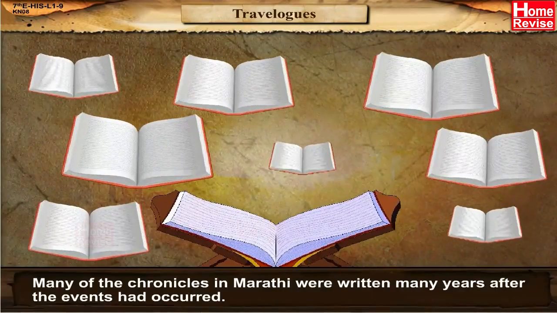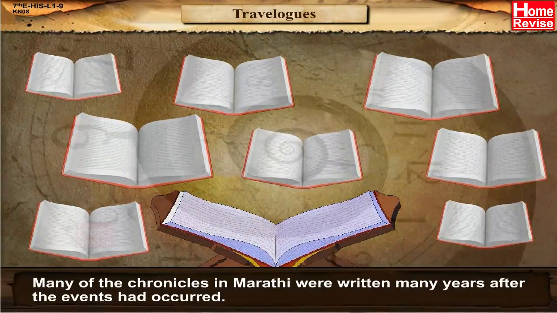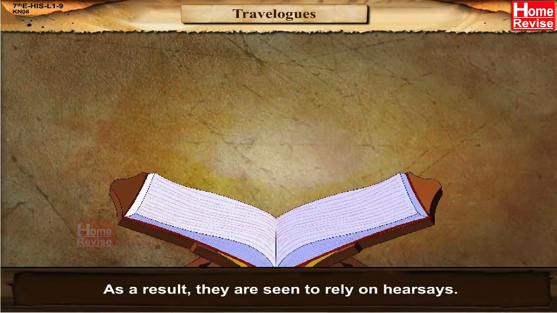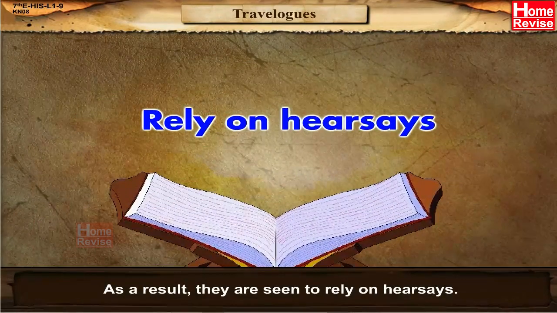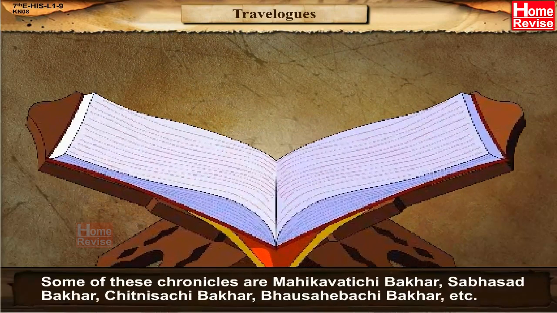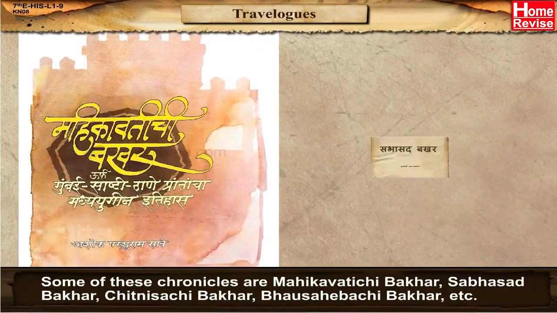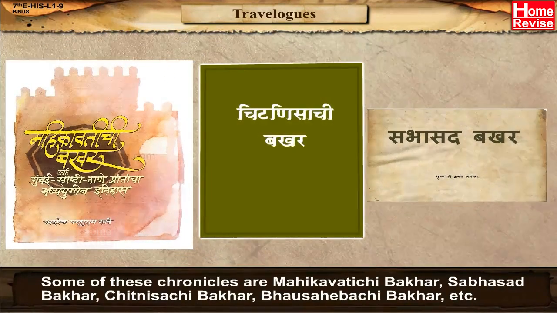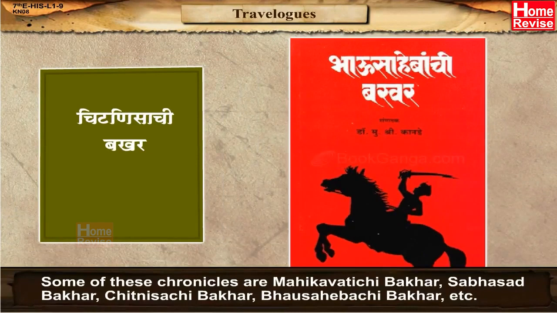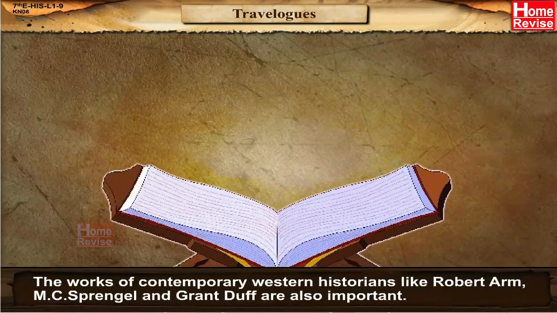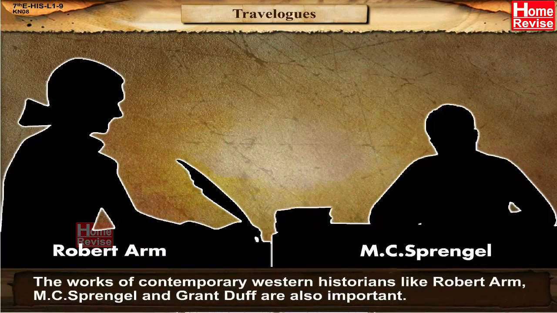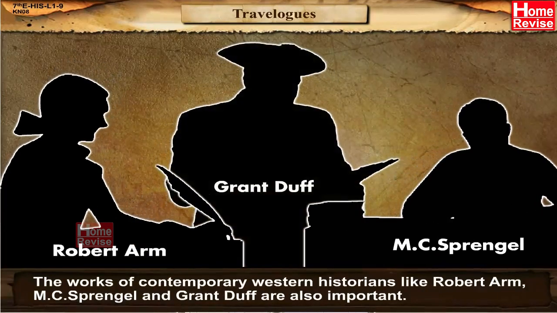Many of the chronicles in Marathi were written many years after the events had occurred. As a result, they are seen to rely on hearsay. Some of these chronicles are Mahikavtichi Bakhar, Sabhasad Bakhar, Chitnisachi Bakhar, Bhausahebanchi Bakhar, etc. The works of contemporary Western historians like Robert Orme, M.C. Sprengel and Grant Duff are also important.